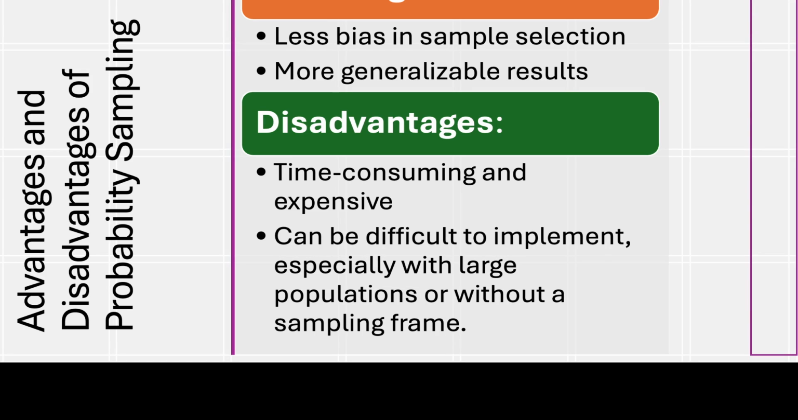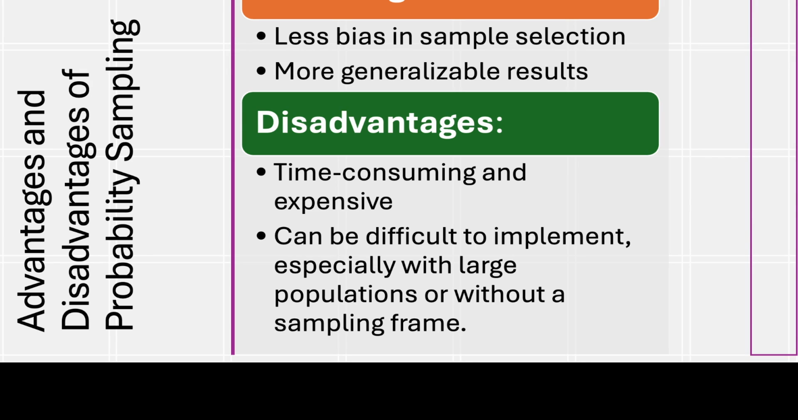So what are the advantages and disadvantages of probability sampling? Less bias in sample selection, no? Because we will not be able to identify who these individuals are, they are randomly selected. And more generalizable results, based on the conclusion and even the outcome of the study.